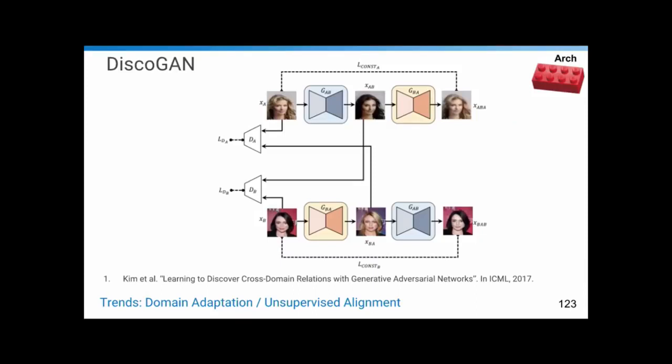And the last one that I'll talk about is called Disco GAN. These things have some cool names sometimes. Where, again, you are learning an encoder-decoder, or a mapping from domain A to domain B.